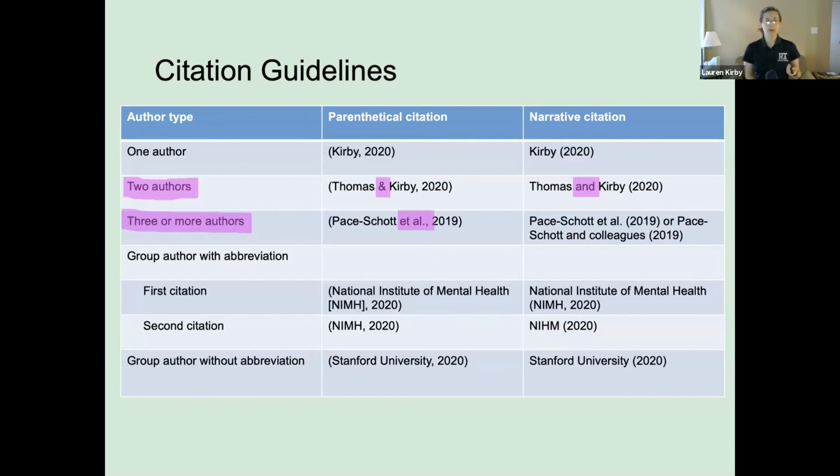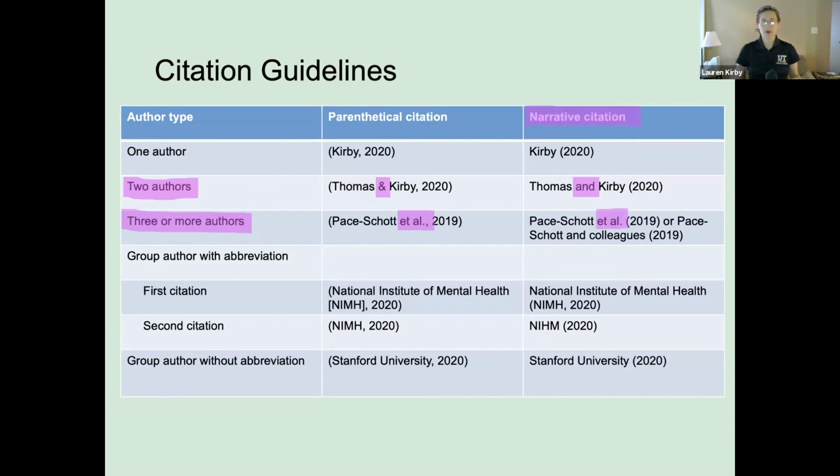So et al., by the way, just means and others. So we're just saying Pace Scott and a bunch of other authors. We don't know how many. Could be 3, could be 200. When we do a narrative citation, we do not put the comma because the comma outside of parentheses just needs to be used like it normally is in a sentence. It's not separating author from year anymore because the parentheses are doing that for us. So when we use Pace Scott et al. 2019, or we can even write it Pace Scott and colleagues 2019, then we do not use the comma.